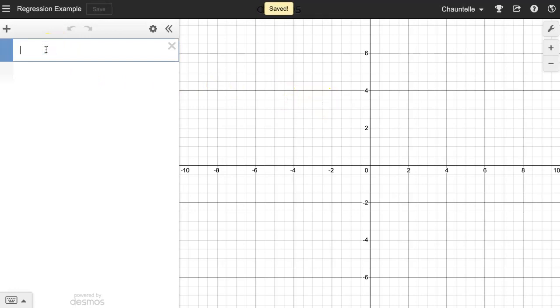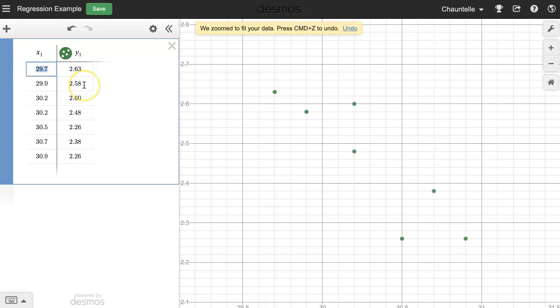Okay, so let's come into the box. We've already copied our data, and this is a really nifty thing that Desmos does: if you just paste, so I'm just going to say Command-V, look at that. It just puts the whole table there for us, and it graphs each point. So now that's all done for us.